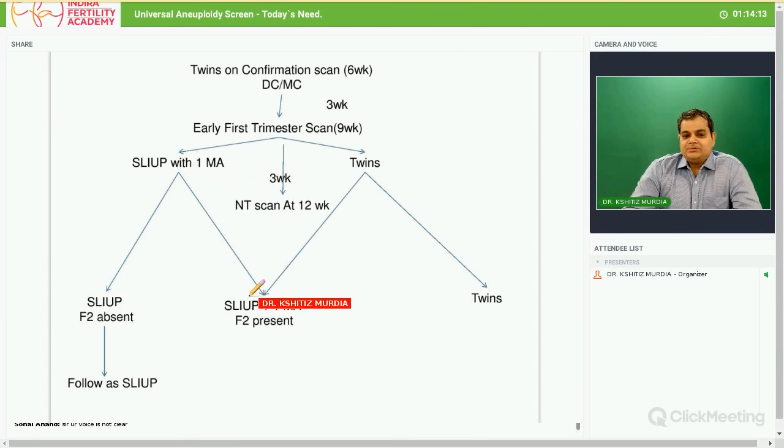Second possibility can be that it's a single live uterine pregnancy with one missed abortion, and F2 is the fetus 2 that is present but it's not having any cardiac activity. And third is that both the twins are doing well.